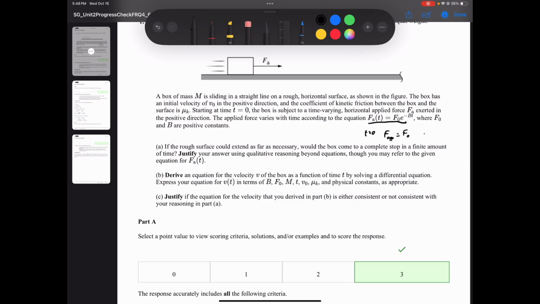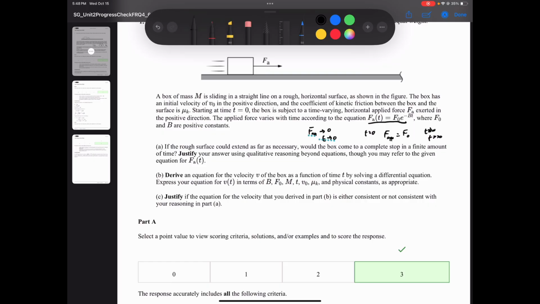And then as time goes on, as t approaches infinity, right? That's a much later time, t much greater than 0. Well, this decaying exponential term is going to keep getting smaller and smaller, until it's approaching 0. So the force applied approaches 0, basically is what I'm trying to say. So the force applied is going to approach 0 as the time approaches infinity. That's what this equation is telling us, right?